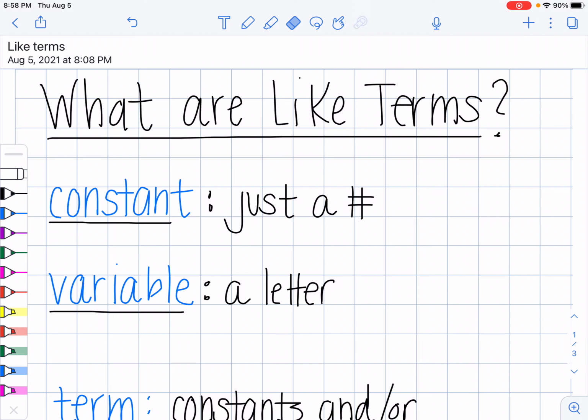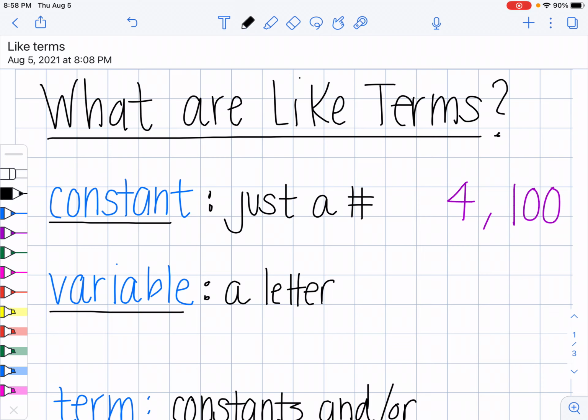So right here, our first word is constant. A constant is just a number, like a plain number. Literally, you could write the number 4. 4 is a constant. 100 is a constant. It's just one number.